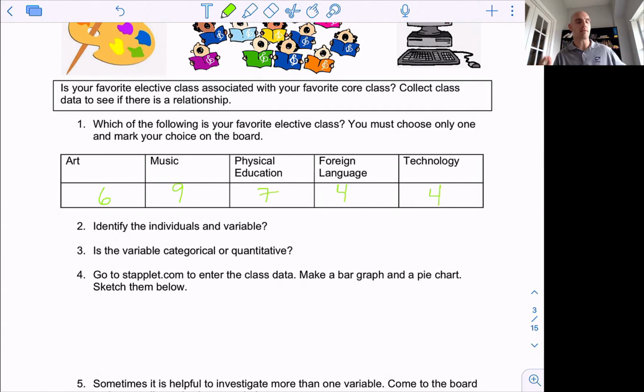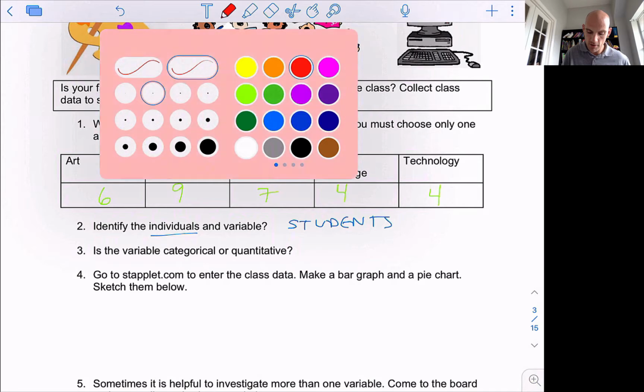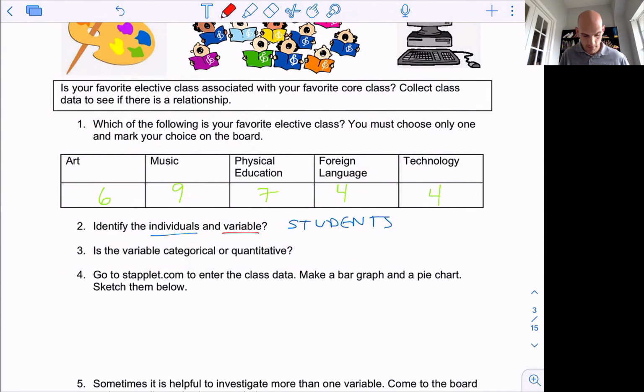So we want to talk about things like the individuals and the variables, because those are two very different things. When I ask you a question, you're an individual. The variables are going to be the choices that I give you. In this case, the individuals are going to be the students that you asked, and the variables are going to be the favorite electives.